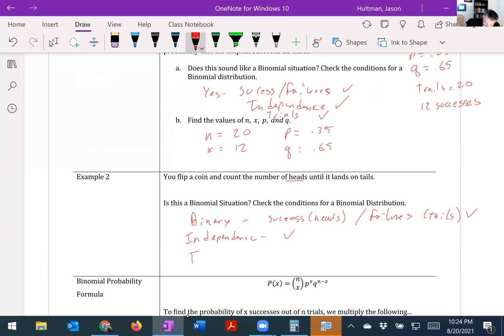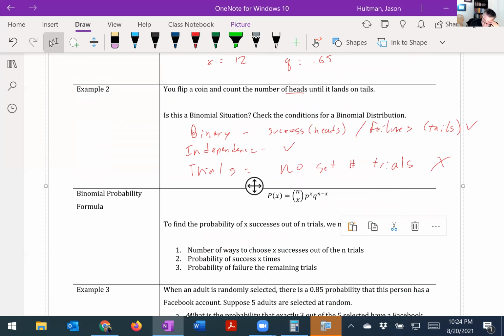What about trials? Do we have a set number of trials? No, we do not have a set number of trials. It says just flip it forever until it lands on heads or until it lands on tails. Flip, flip, flip. We don't know. There is no set number of trials, so we can't use the binomial. That fails.